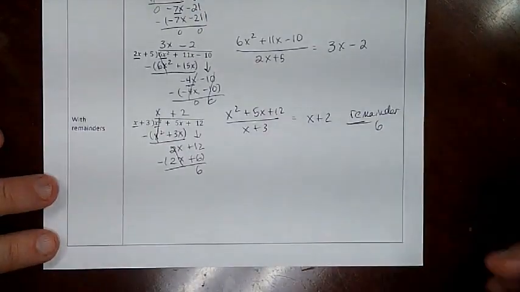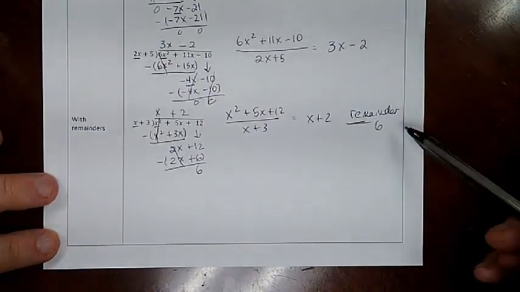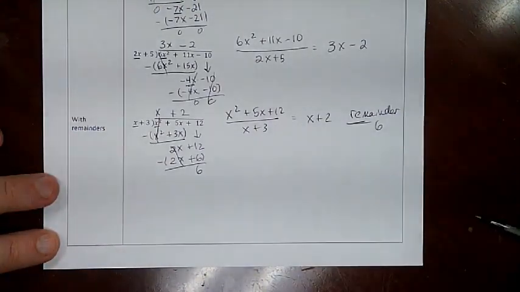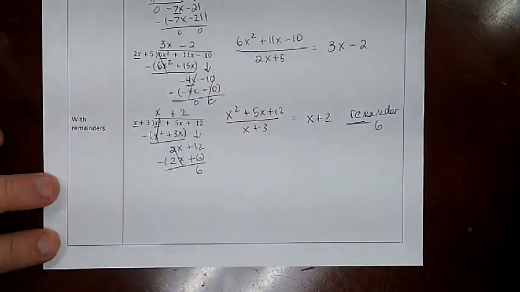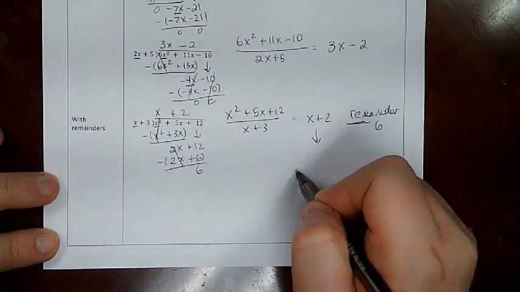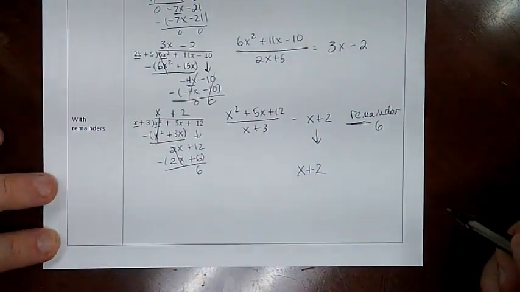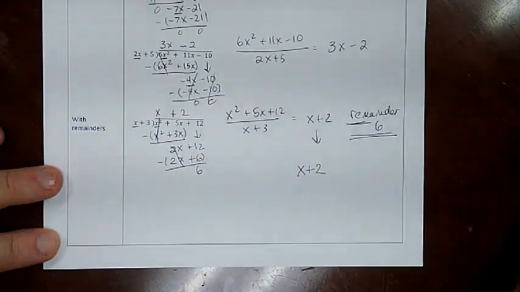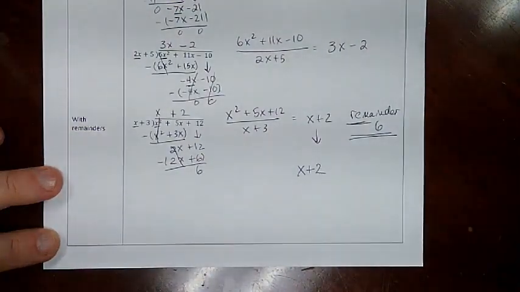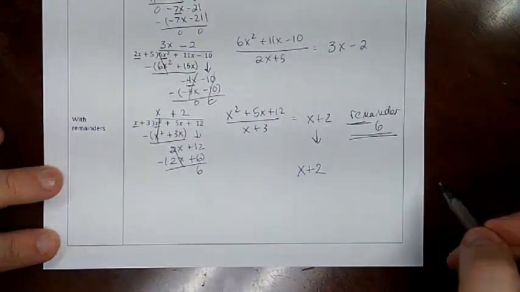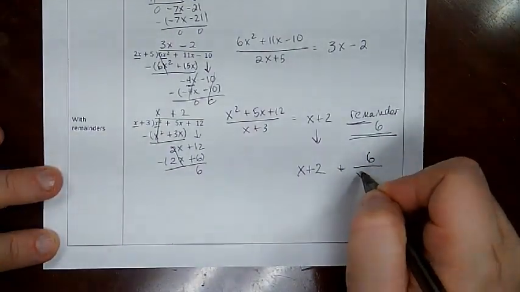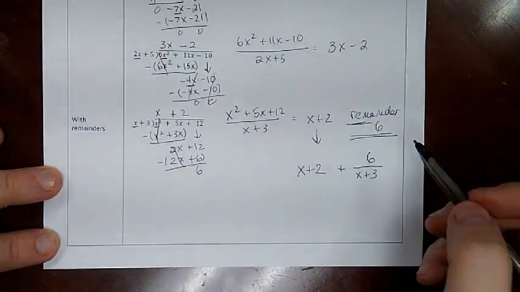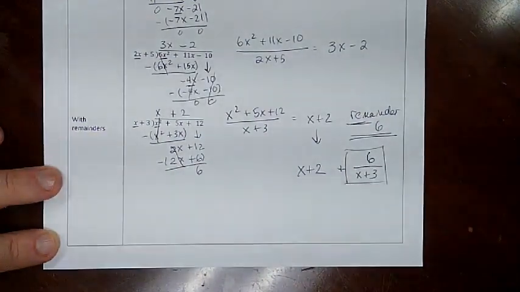When we were in younger grades, it was completely acceptable to say that you had a remainder of 6. Now that we're moving into algebra, we want to make sure that we're actually writing what this means. So here I have my x plus 2, and I'm just going to write x plus 2. But what this remainder of 6 means is that I still have 6 left over that has not yet been divided by x plus 3. So the way that I write that is I write it as a fraction and say this 6 still needs to be divided by x plus 3. And this is the notation that we use to show that we have a remainder.